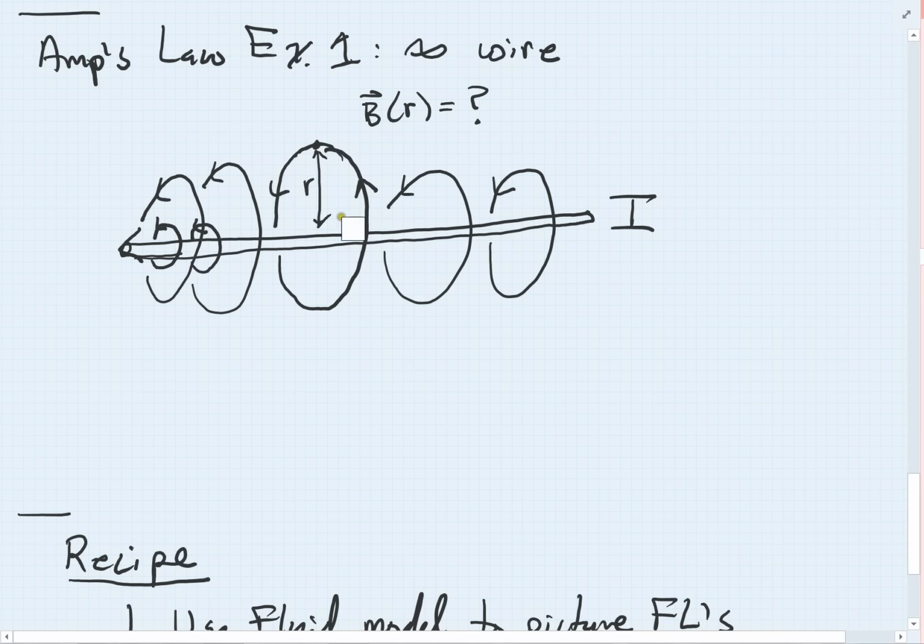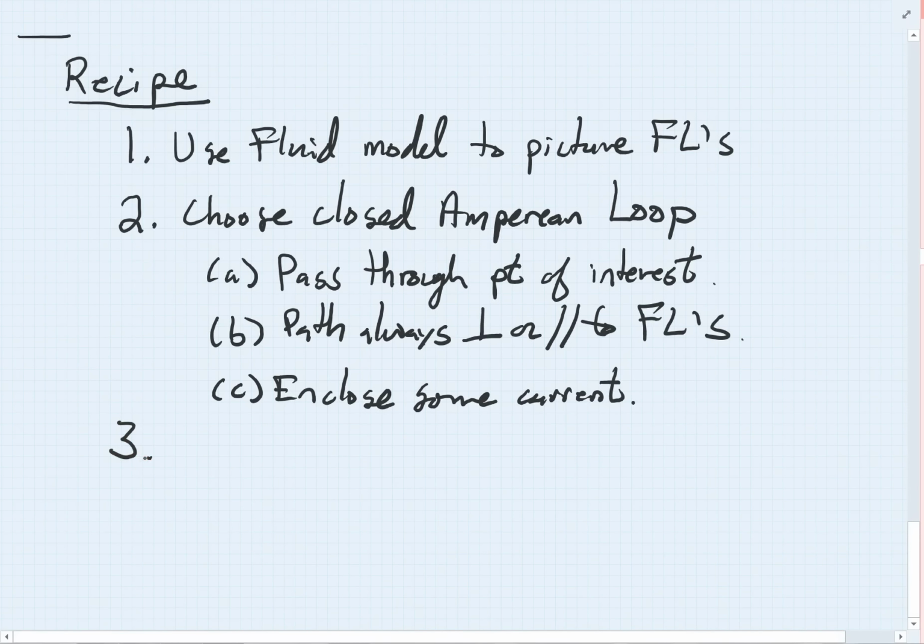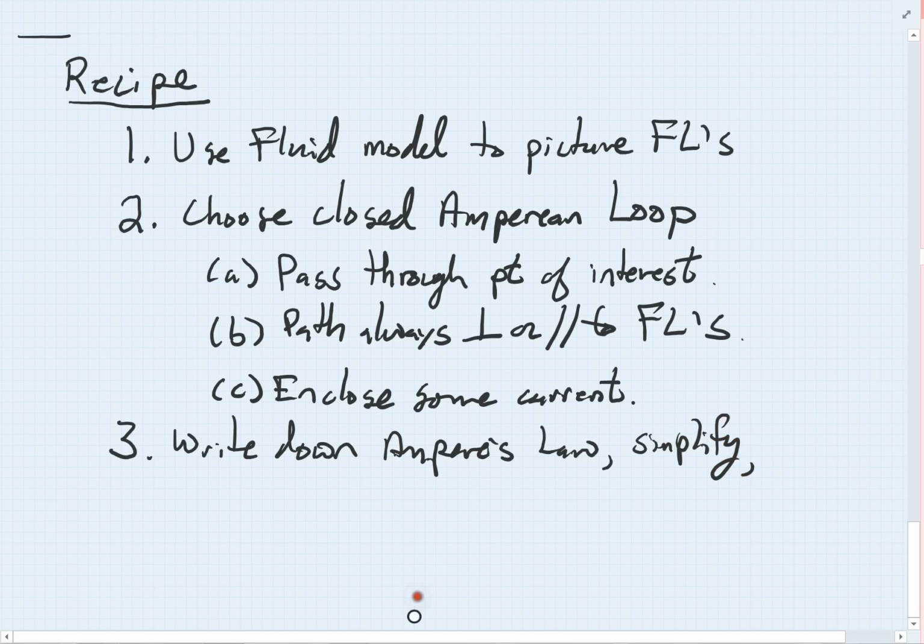And finally, you'll notice that it very naturally encloses, or if you want to think of it this way, like a lasso, right? Like a cowboy's lasso. It lassos or encloses some of my current. It goes right around the wire. The wire pierces through the area of my loop. Good. So I've picked my Amperian loop. The last step, of course, is that we're going to write down and evaluate Ampere's law. We write it down, we simplify, and solve for the magnetic field.